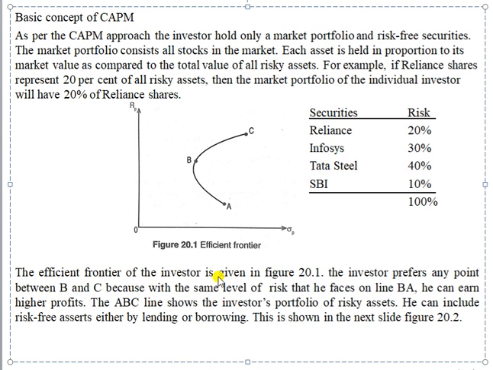The efficient frontier of the investor is given in picture 20.1. The investor prefers any point between B and C because with the same level of risk that he faces on line B to A, he can earn higher profits. Of course, definitely. And the ABC line shows the investor's portfolio of risky assets. He can include risk-free assets either by lending or borrowing.